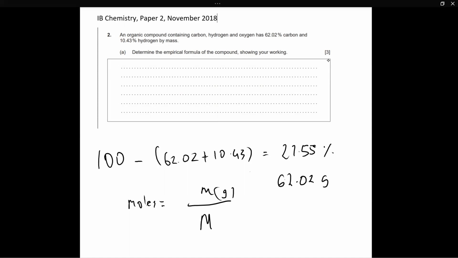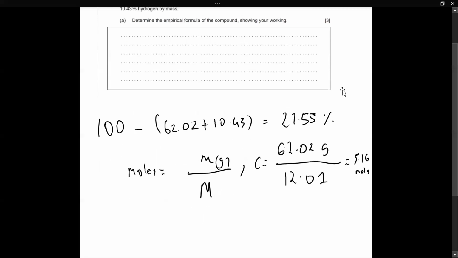And if you want to find out the number of moles of carbon in the substance, we just have to divide it by its molar mass, which is 12.01. And you can find this in your data booklet, obviously. So, oops, sorry. And this will give us an answer of 5.16 moles. So we have 5.16 moles of carbon.